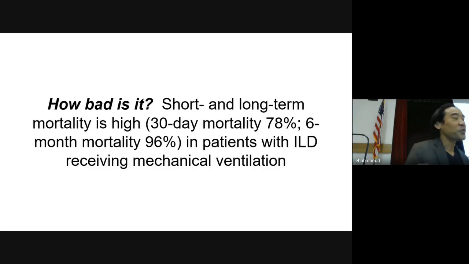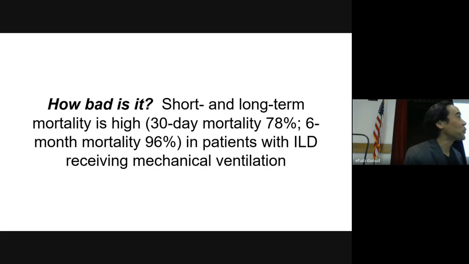So this data was collected from one of the articles I previously presented, in terms of short and long-term mortality, which is high. As I described, these patients already come into the hospital with lots of reasons for severe gas exchange abnormalities, but 6-month mortality is 96% for patients with interstitial lung disease on mechanical ventilation. I really think this is more so to inform the goals of care conversations that we have with patients.